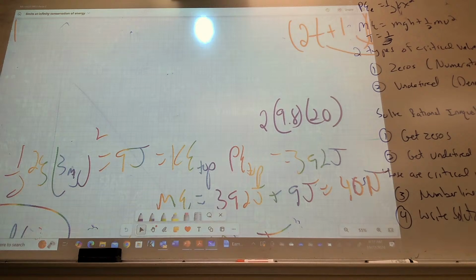Wait, so is 9 the push? 9 joules comes from the push. That's the kinetic energy from the push, 1/2 m times v squared. And then the potential energy was the 2 times 9.8 times 20. That is the same thing as the last problem.